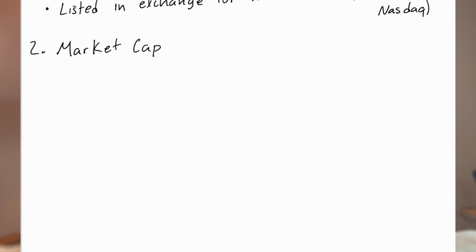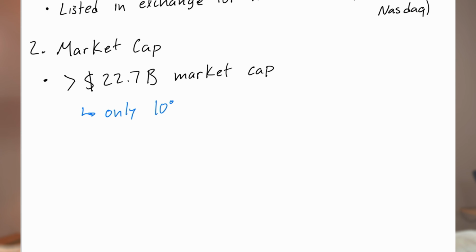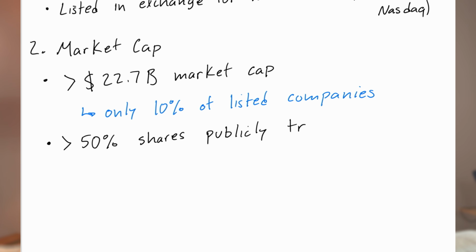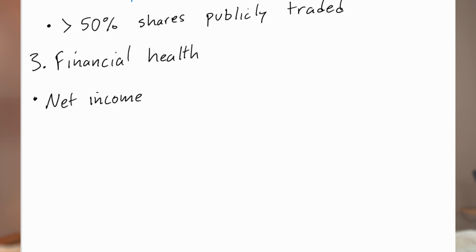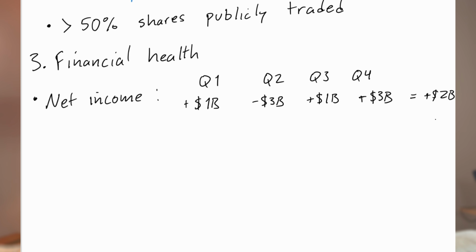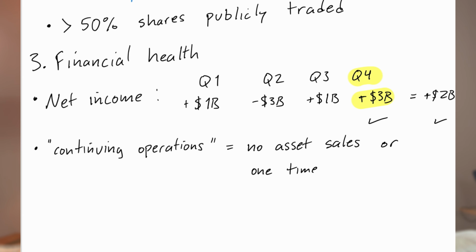Second, market cap. The company must have at least $22.7 billion in total market cap, which automatically excludes over 90% of all listed companies. Additionally, at least 50% of the company's shares must be publicly traded. Third, financial health. The sum of 4 consecutive quarters of net income from continuing operations is positive, and the GAAP net income in the most recent fiscal quarter must also be positive. Note the keyword continuing operations in this definition. This excludes asset sales and one-time events which are not part of the company's long-term profitability strategy.